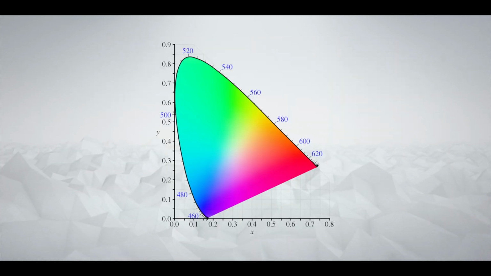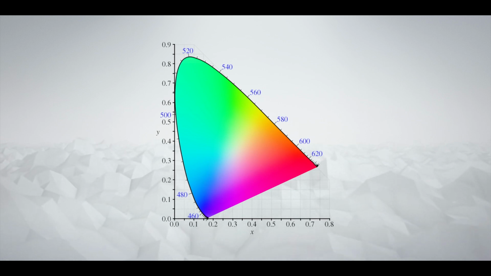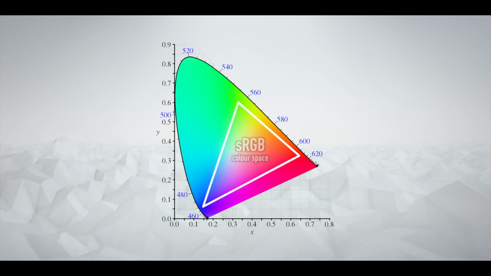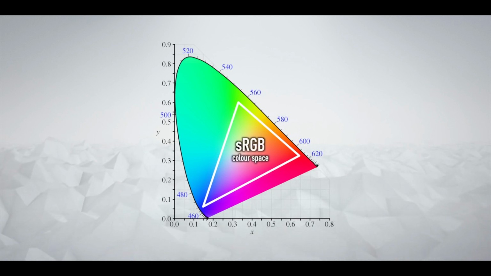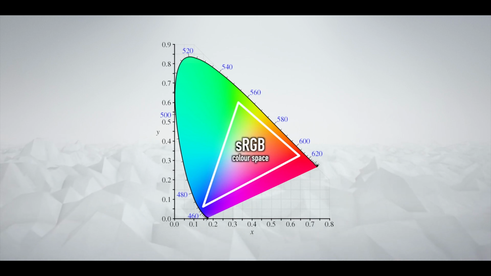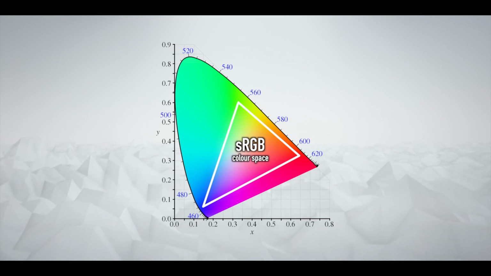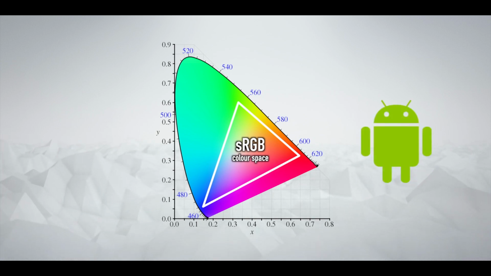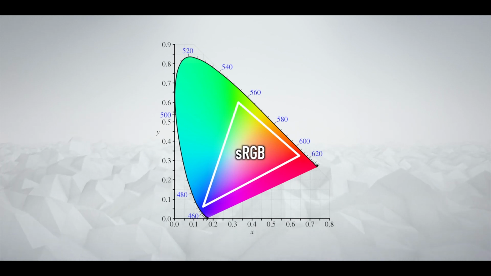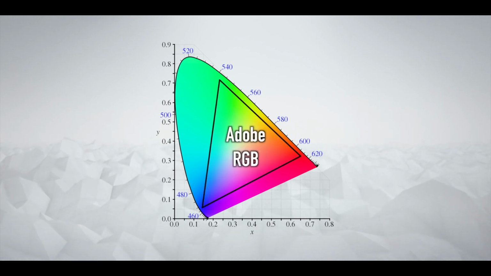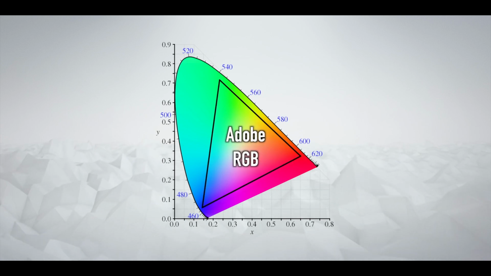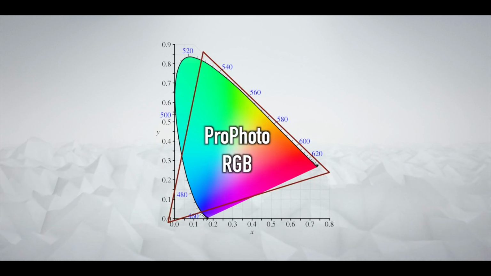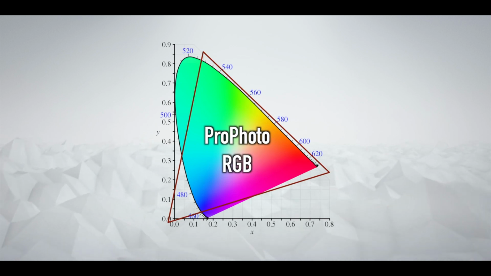Take a look at this diagram. This represents all the colors that us humans can see. This triangle, inside of it is the sRGB color space, and it's a small range of colors, and it's the only color space Android can understand. But there are many color spaces. You've got Adobe RGB as an example, which has a wider range of color, or if you want to go a bit crazy with things, ProPhoto RGB, which is this huge triangle here.